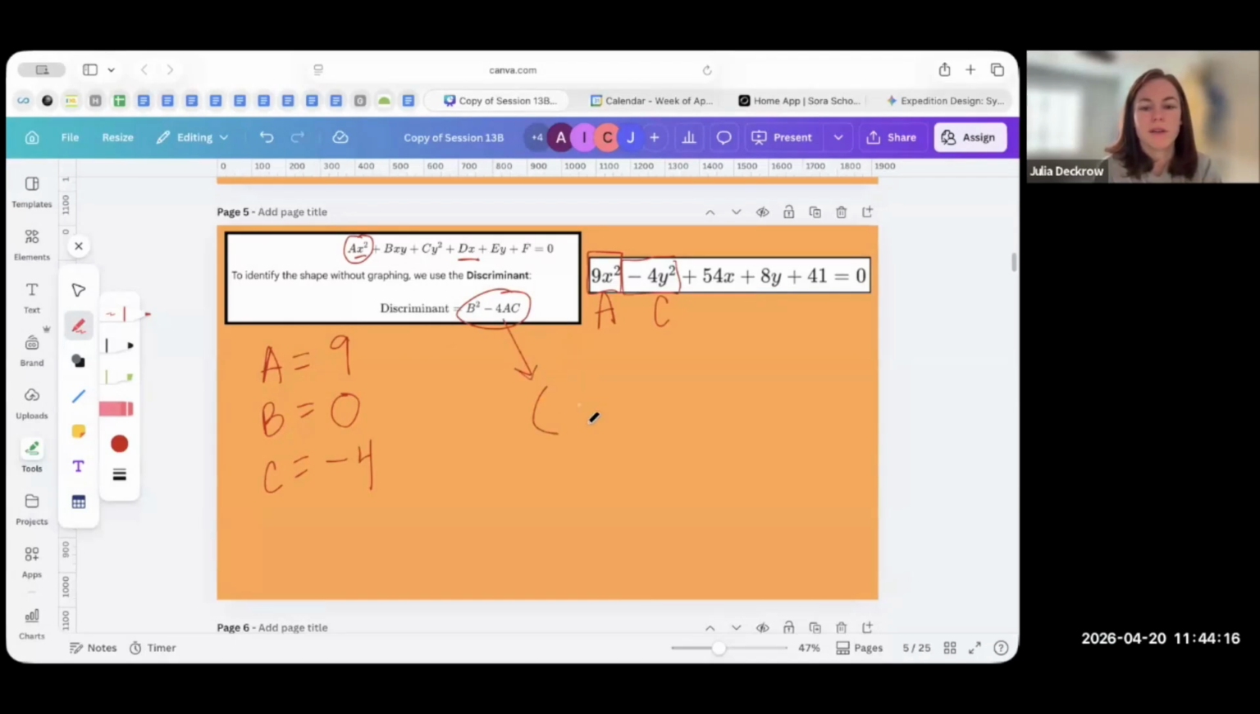So I need b squared minus 4ac. B is 0, A is 9, and C is negative 4. Now let's reduce carefully. So 0 squared is just 0. I'm going to have negative 4 times 9 is 36 times negative 4. 0, double negative is going to turn into plus.